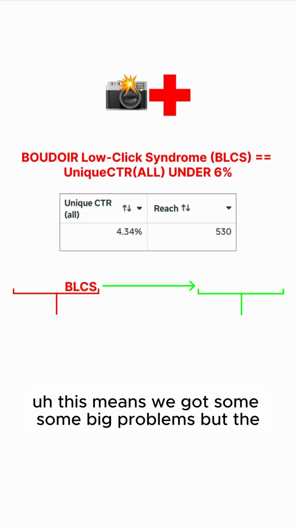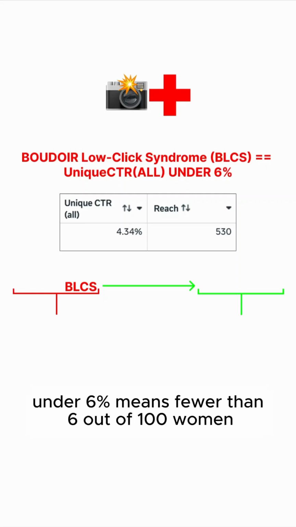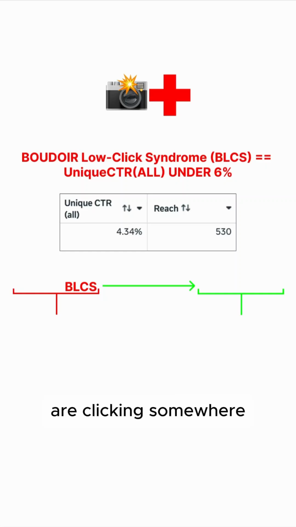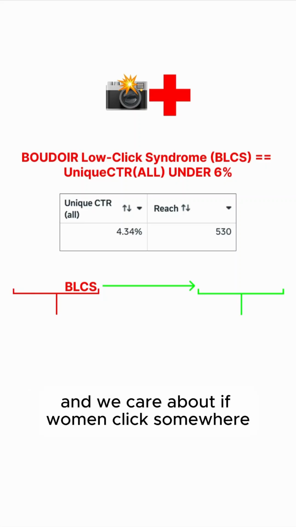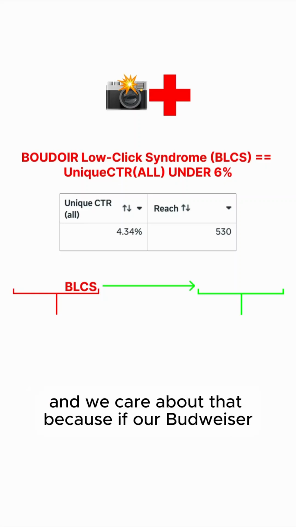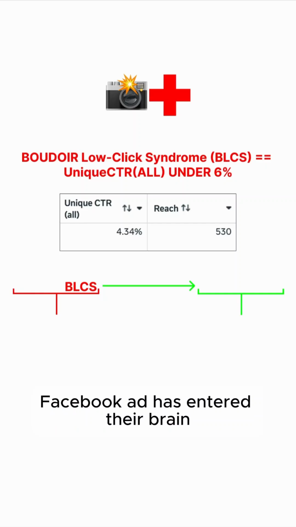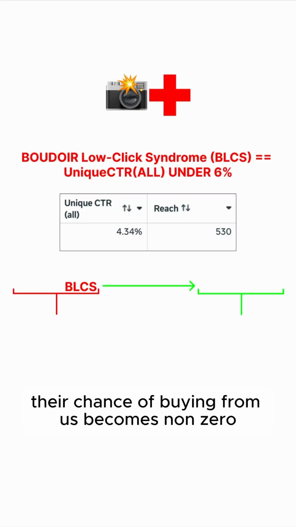Unique CTR all under 6% means fewer than 6 out of 100 women are clicking somewhere, anywhere on our boudoir Facebook ad. Basically, it's the number of non-scroller buyers. And we care about if women click somewhere, anywhere on our boudoir Facebook ad because then we know our boudoir Facebook ad has entered their brain. And we care about that because if our boudoir Facebook ad has entered their brain, that is the only possible way their chance of buying from us becomes non-zero.